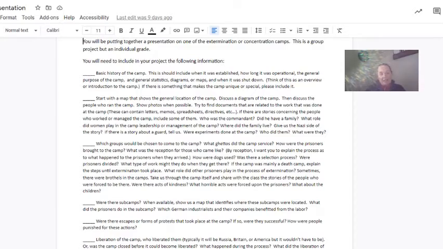All right. Then in the next part, which groups would be chosen to come to the camp? Basically, who did they target? Where did they get the people that they killed? You have a death camp. You do not have a concentration camp. You have a location that was set up to kill people. That's what you have. So where did they get these people? That's what you have to tell us.